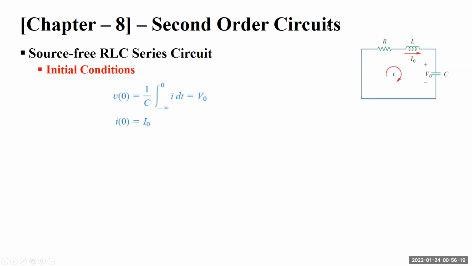Hello and welcome everybody. This is chapter number 8, second order circuits of our Sadiku's textbook. It is the continuation of the previous lecture. In our previous lecture, we talked about how we calculate the initial values for a circuit, especially circuits having two storage elements. So in this lecture, we will be talking about how we solve a source-free RLC series circuit.